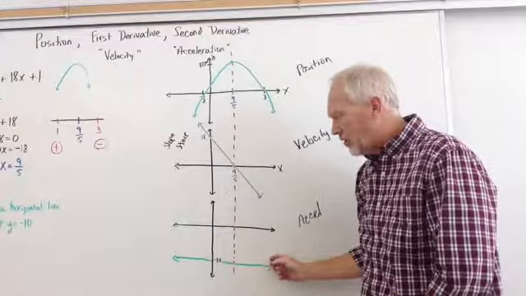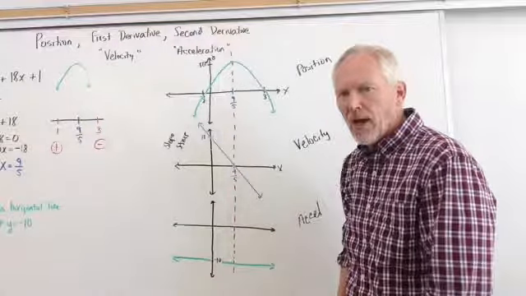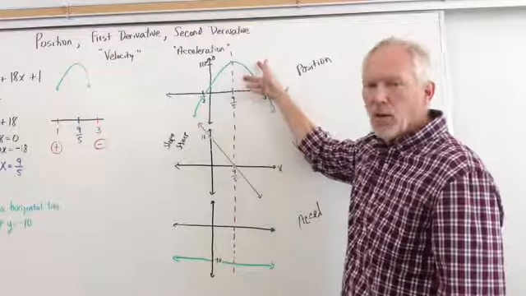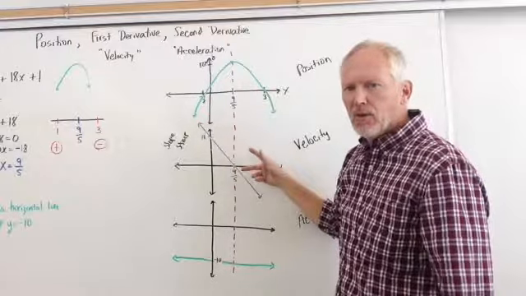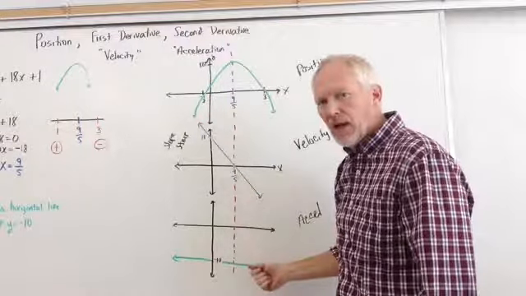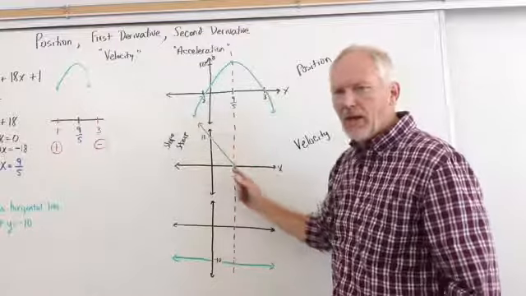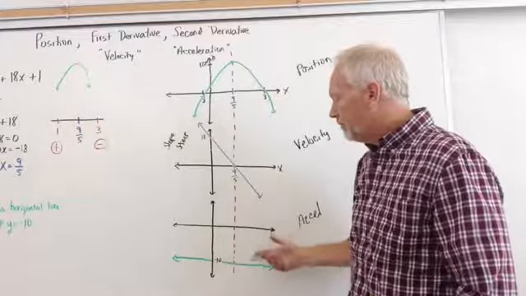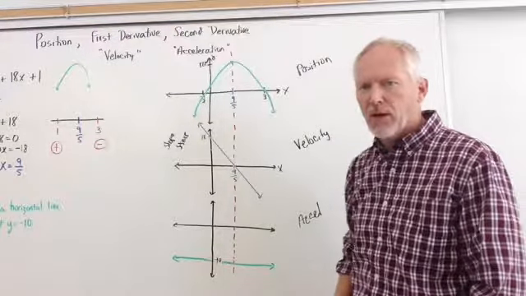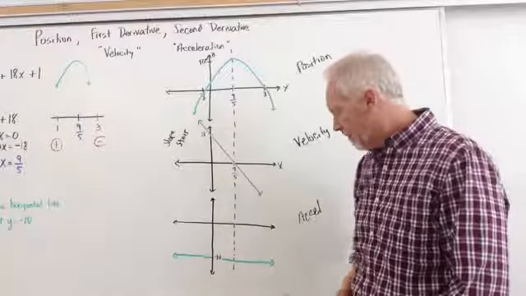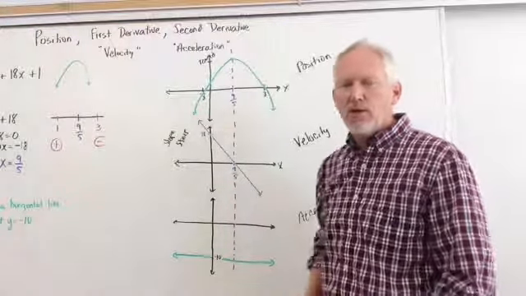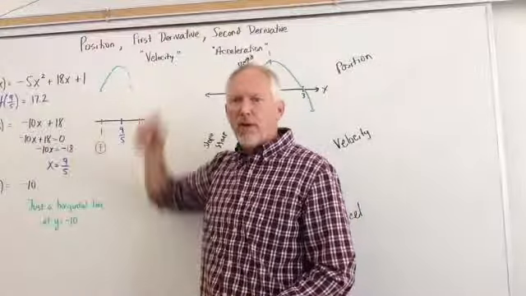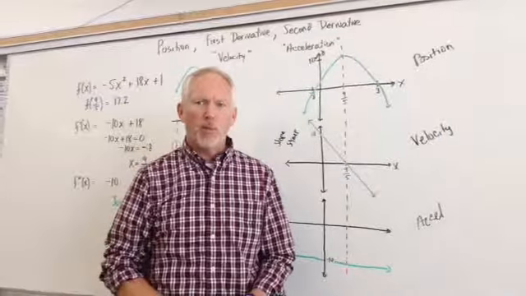Now, the acceleration is just a horizontal line at negative 10, because when we take the derivative of a quadratic, we get a line. When we take the derivative of a line, we get a constant: just one straight horizontal line with respect to its x values. Go ahead and rewind that and check it out. I know it's a little bit new for us, but that is the position, first derivative, and second derivative graphs. Hope you enjoyed. Thanks.